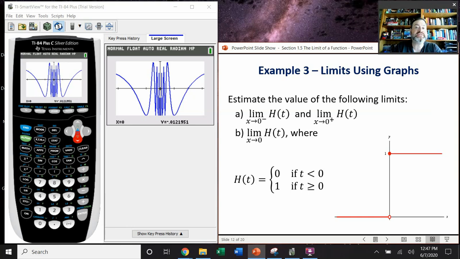This is actually called a Heaviside function. It's named after a guy whose last name happened to be Heaviside. It has nothing to do with how it looks. For those of you who are moving on to take differential equations, those of you especially in the computer science program, you're going to get a lot of Heaviside functions.